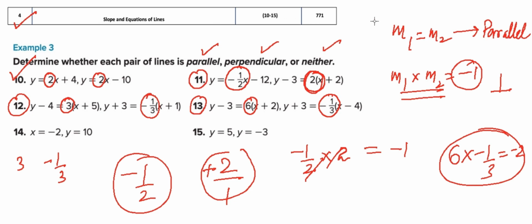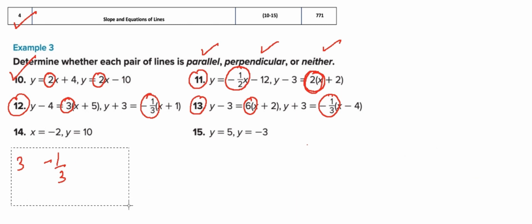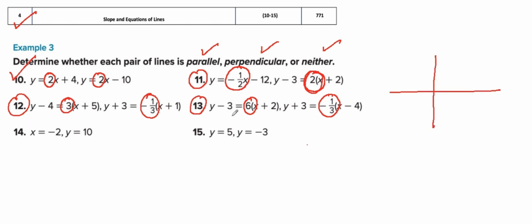What about question number 14 and 15? Here you cannot see the slopes, but you know what type of lines these are. Are they perpendicular or what? You know where x is equal to minus 2 is. So x is equal to minus 2 is this line, suppose this is 1 and 2. And y is equal to 10 is somewhere up. So y is equal to 10, 1, 2, 3, 4, 5, it will be somewhere here. So this is y equal to 10.